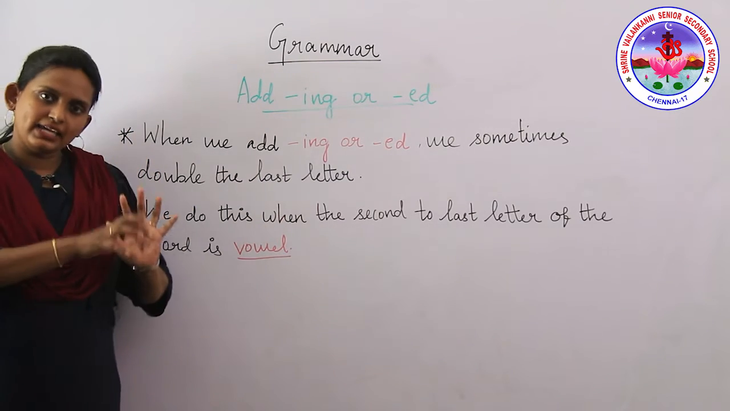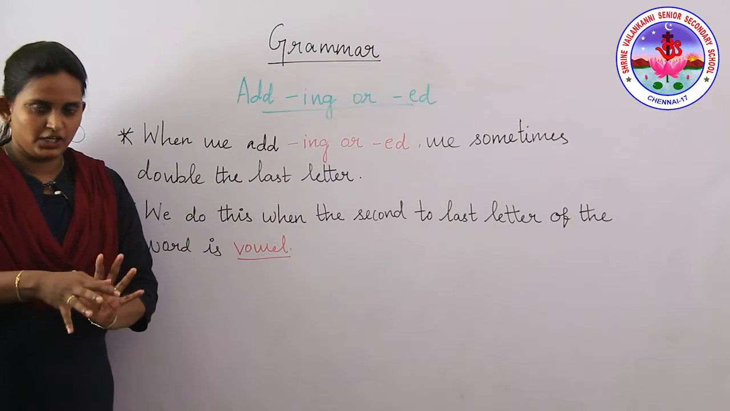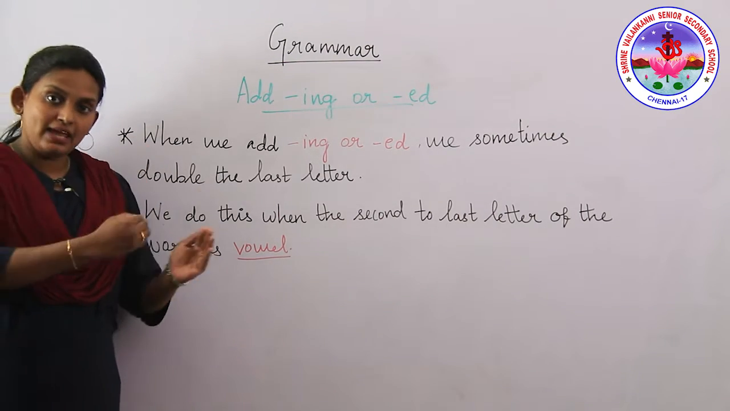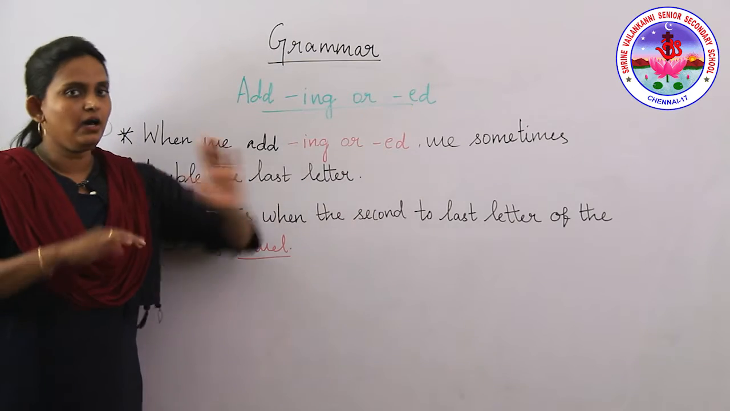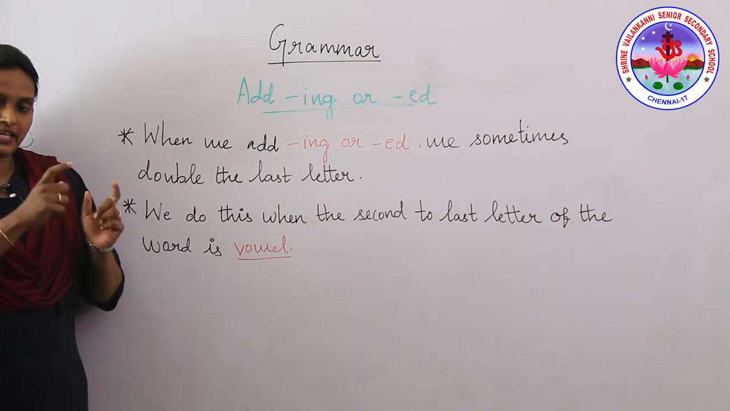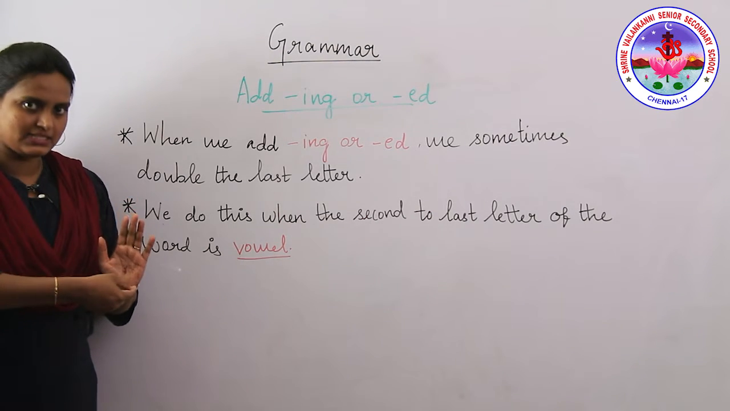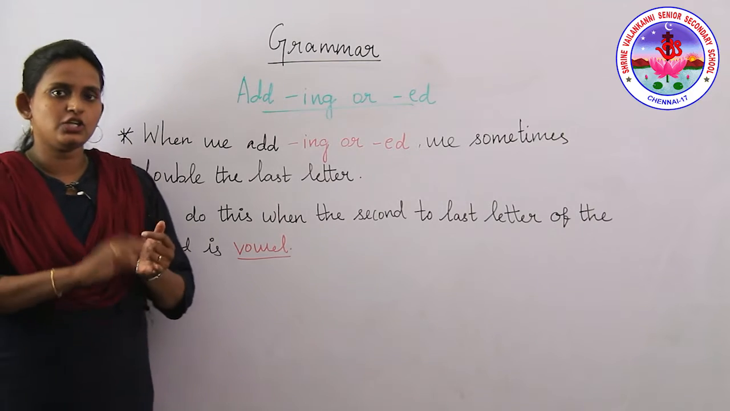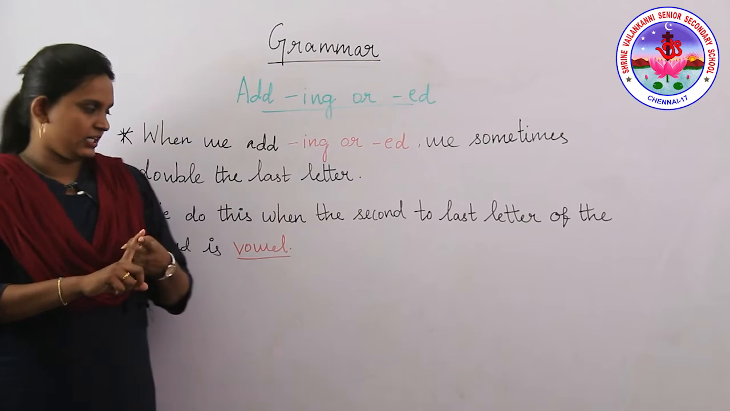So when you add ing, it will be in the present continuous tense. When you add ed to the same word, it will be past tense. So you have to repeat the last letter in a given word one more time and then we have to add ing or ed. So this is the first condition.